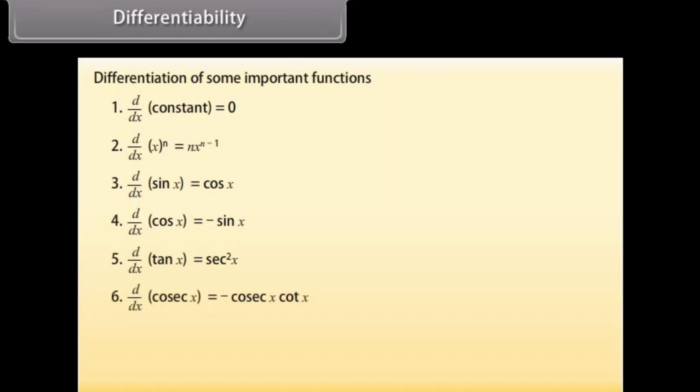6. d by dx of cosec x is equal to minus cosec x into cot x. 7. d by dx of sec x is equal to sec x into tan x. 8. d by dx of cot x is equal to minus cosec square x.